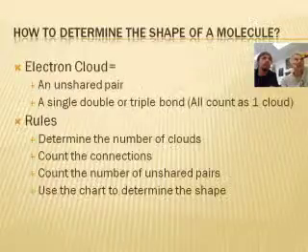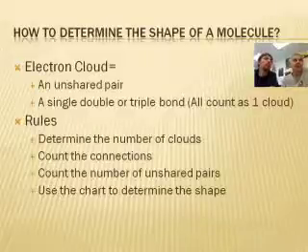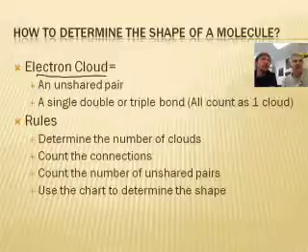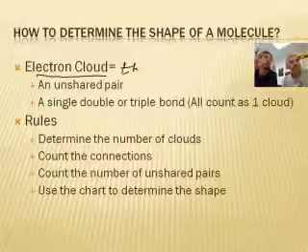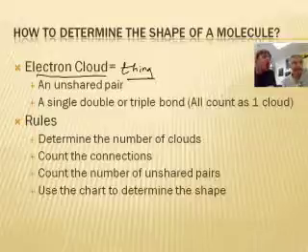Now, when you're trying to determine the shape of a molecule, there's a couple of things we need to understand. There is something called an electron cloud, a cloud of electrons. If you talk to me, sometimes I refer to this as a thing. We're going to talk about how many electron clouds, or how many things, are coming off of a central atom. An electron cloud could be an unshared pair of electrons.